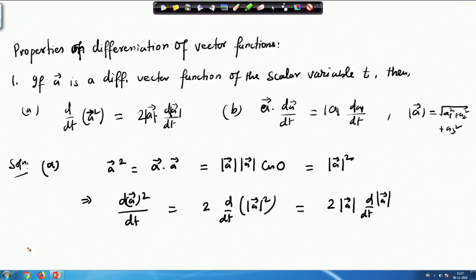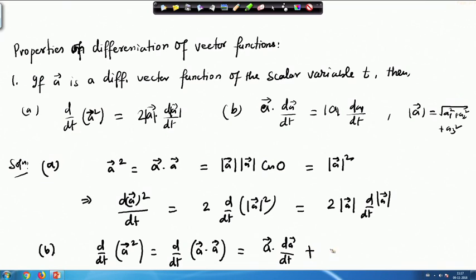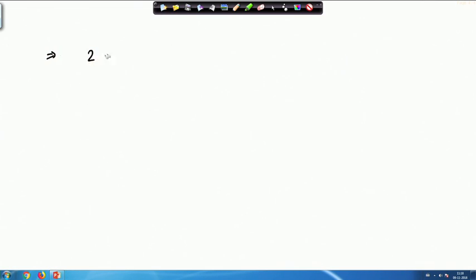For the second result we have d/dt of A squared equals d/dt of A dot A, and from the product rule for the dot product, this will be A dot dA/dt plus dA/dt dot A. Now, we know the differentiation of A squared from part one, so the left hand side will be 2 times mod of A d/dt mod of A, which equals A dot dA/dt plus dA/dt dot A.